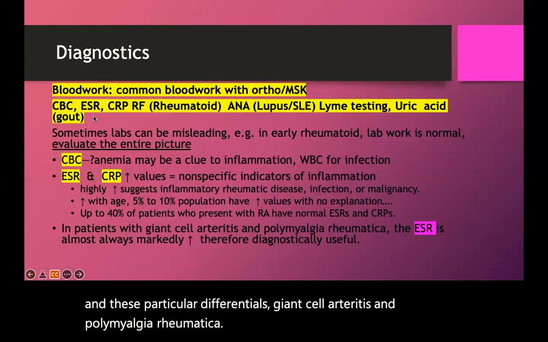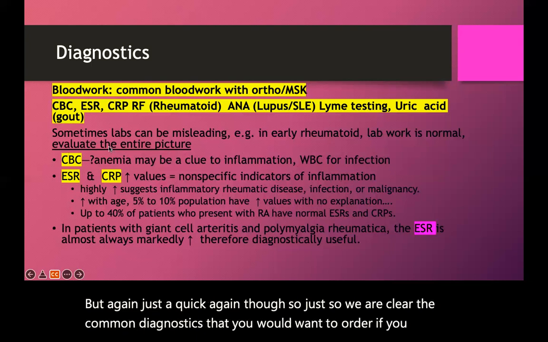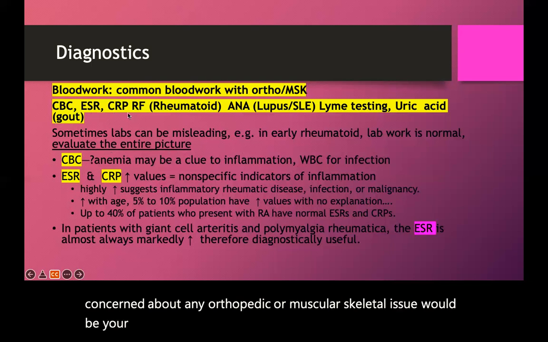But again, just so we are clear, the common diagnostics that you would want to order if you were concerned about any orthopedic or musculoskeletal issue would be your CBC, your ESR, your CRP, and your ANA, and uric acid and Lyme testing, okay?